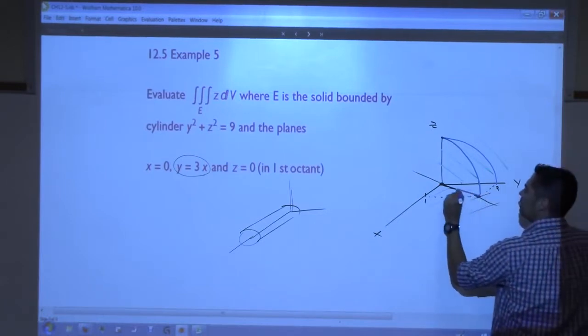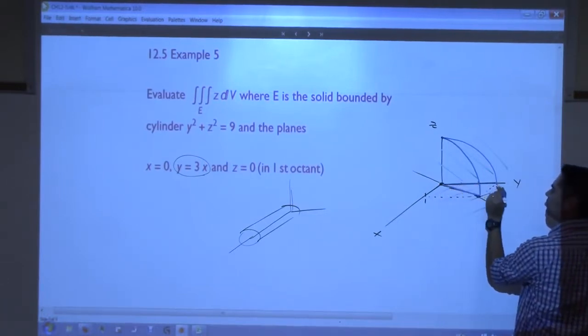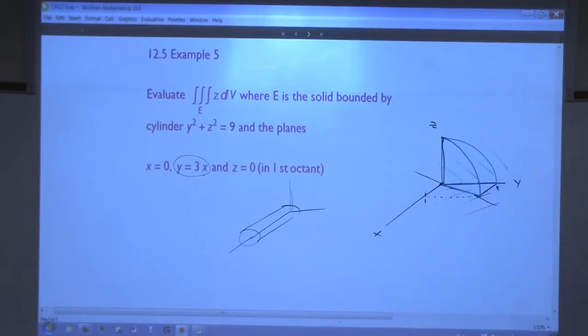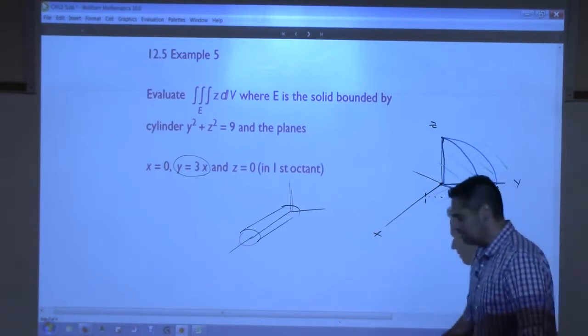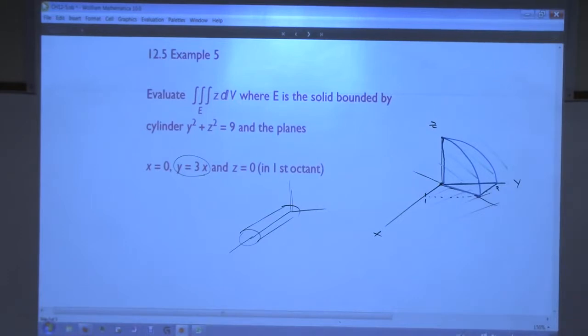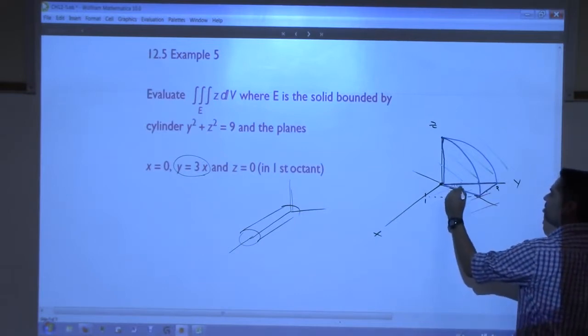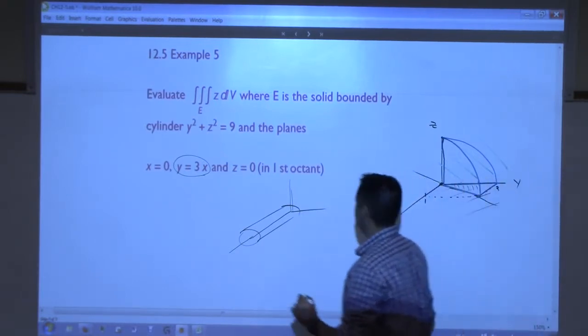And if I connect these together, it's like a slice of bundt cake. Have you ever had a bundt cake? Kind of like a slice of bundt cake. Not quite, but close enough. Right? That's our region E. I draw its shadow or projection onto the ground. I draw that in two-dimensional space over here.